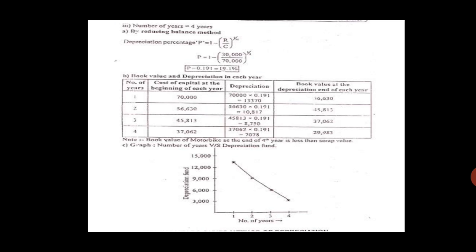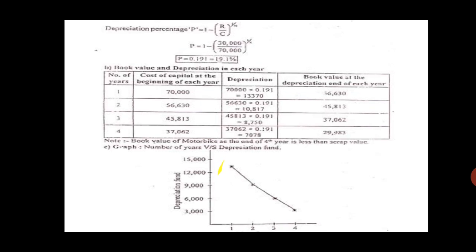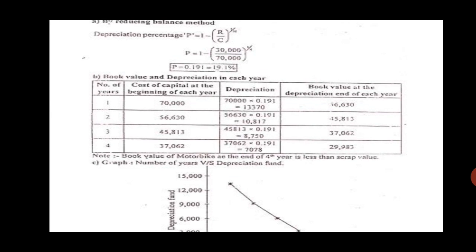Second is the cost of the capital at the beginning of each year. Third is the depreciation, and fourth is the book value at the end of each year. After depreciation, what is the book value? You can see the first year the cost of the capital is 70,000 rupees for that bike. So the depreciation amount is 70,000 rupees into 0.191.